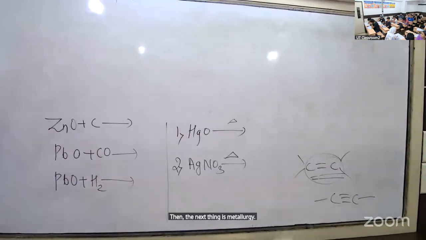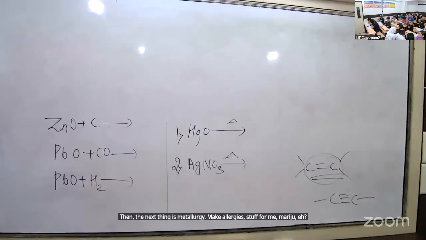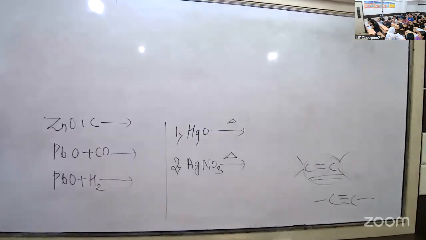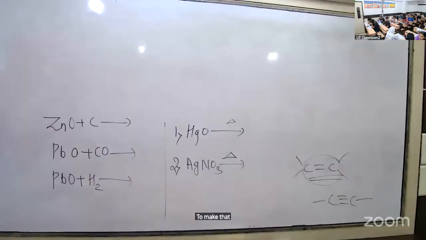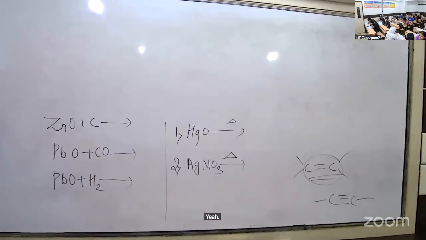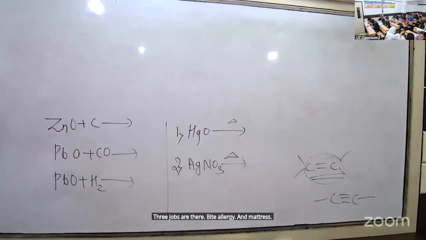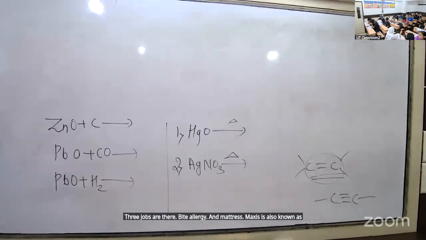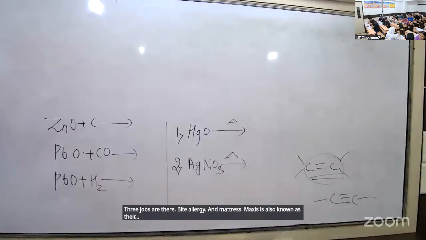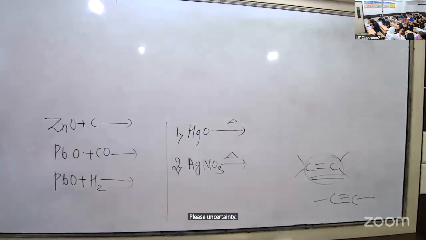मेटालर्जी, इसका आपको मीनिंग मालूम है? मेटालर्जी टॉपिक का नाम ही मेटालर्जी है. हाँ, क्या है मेटालर्जी का मीनिंग? See here, three terms are there: metallurgy, mineral and matrix. Matrix, it is also known as gang. Three terms are there.